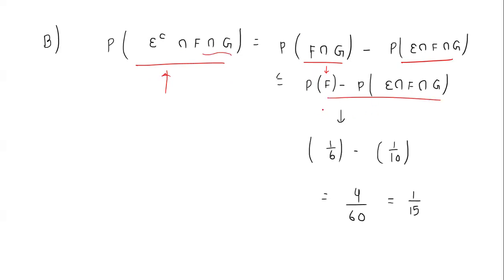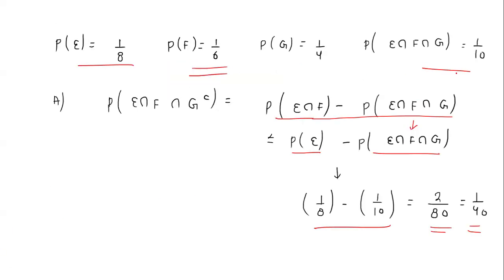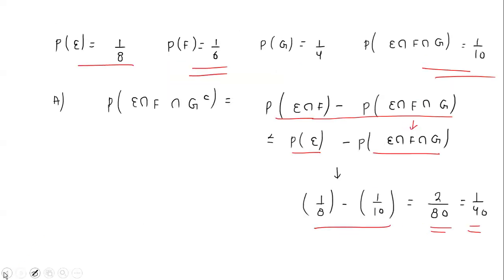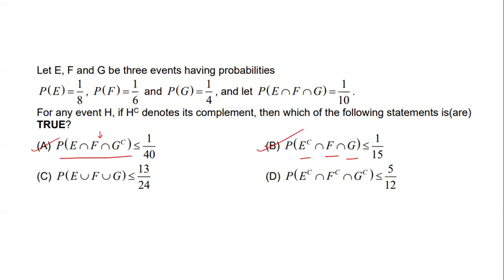Now we know the probability of F and the probability of E intersection F intersection G: this is 1 by 6 and this is 1 by 10. After simplifying it will come to 4 divided by 60, which is 1 by 15. So this option is also correct. You can see that this is always less than or equal to 1 by 15, which is correct. Now let's move to the third option.